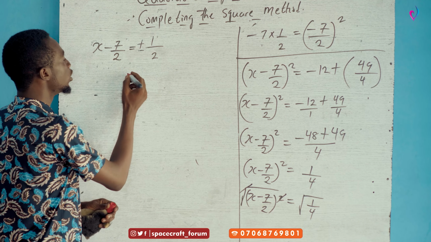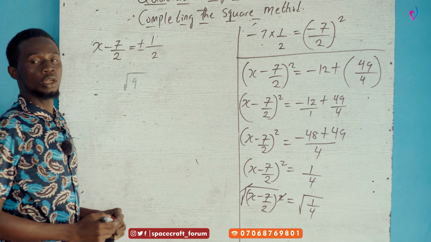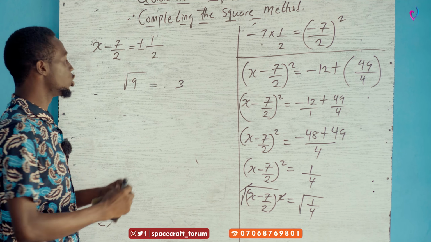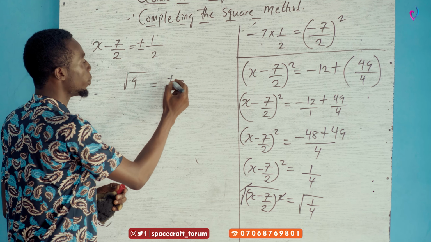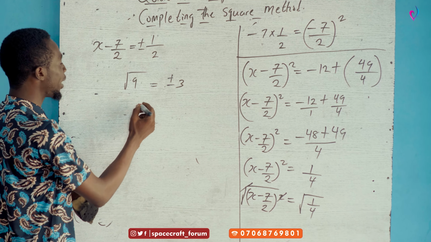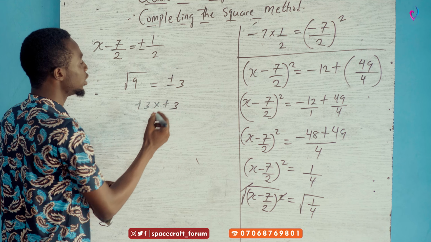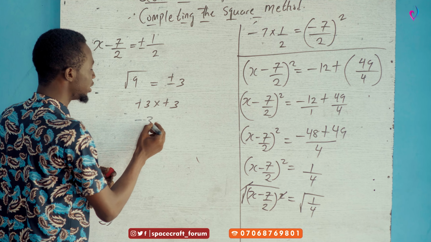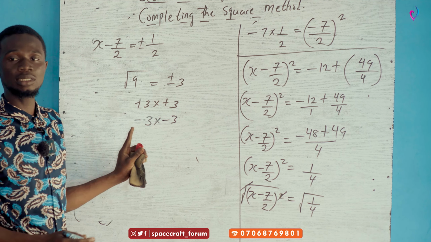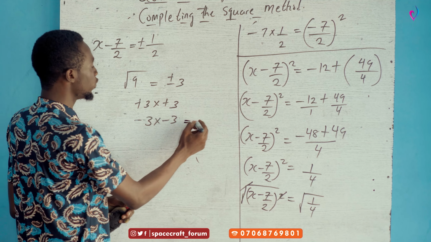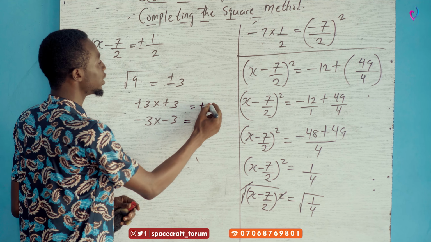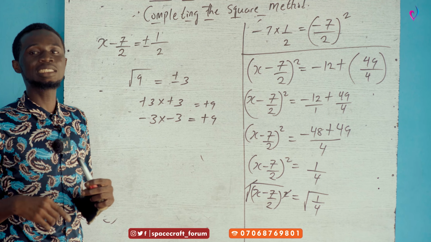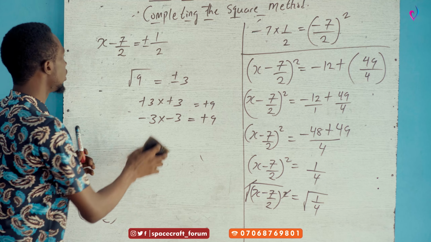Now let's look at this. What is the square root of 9? We know that the square root of 9 is equal to 3. So automatically I can also say that the square root of 9 is equal to plus or minus 3, because if we multiply plus 3 times plus 3, it's going to give us plus 9. And if we multiply minus 3 times minus 3, minus times minus is also plus, which is going to give us plus 9. So anytime you are working with square roots, you can easily add plus or minus in front of the answer. So let's continue.